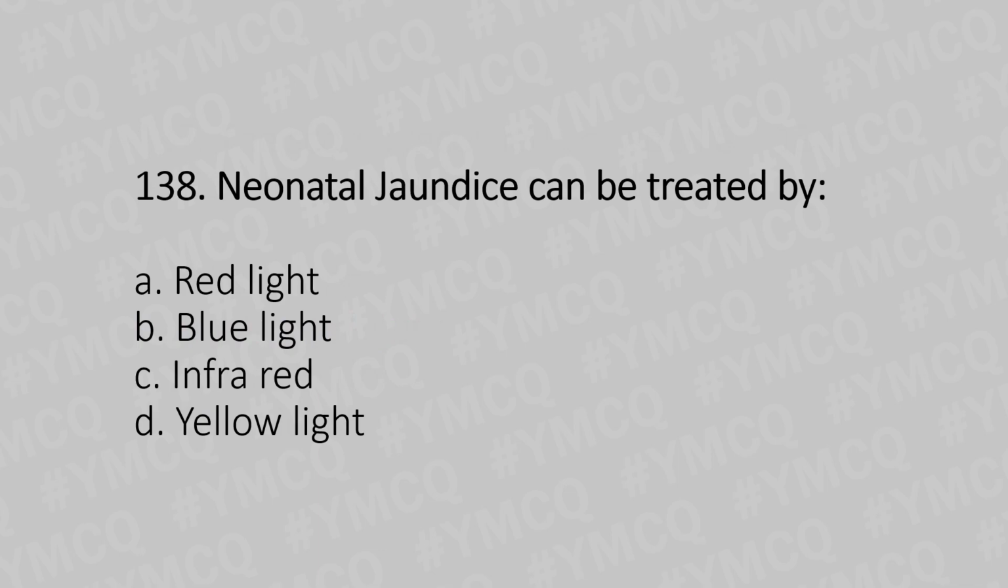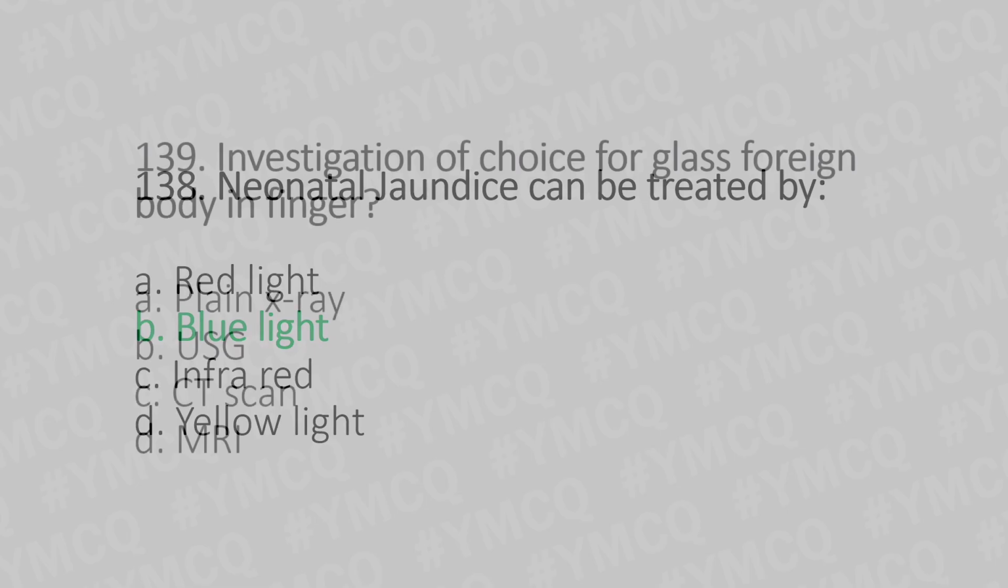Now let's move to question number 138. Neonatal jaundice can be treated by: option A, red light. Option B, blue light. Option C, infrared. Option D, yellow light. And the answer is option B, blue light.